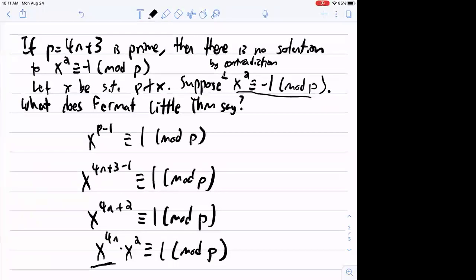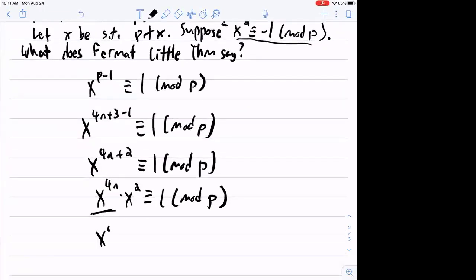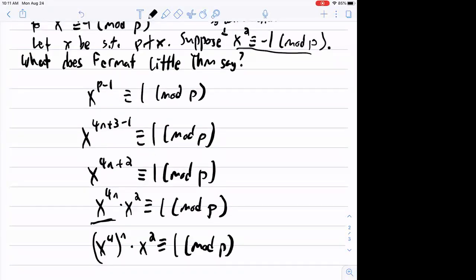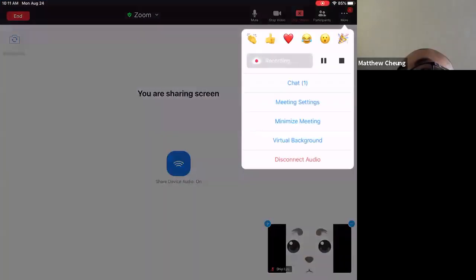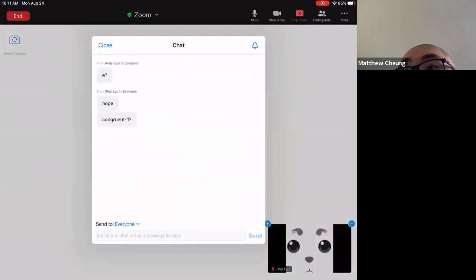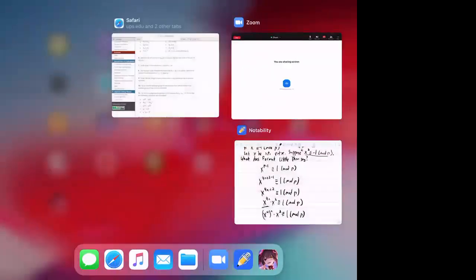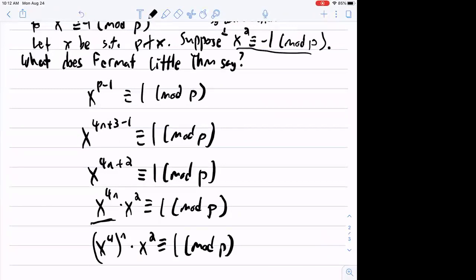How about this? Let me give one more hint. This is x to the 4 to the n times. So if x squared is congruent to -1, what is x to the 4th? It's x to the 4th is congruent to 1, right? If you have this and you square both sides, it's going to be congruent to 1, right?